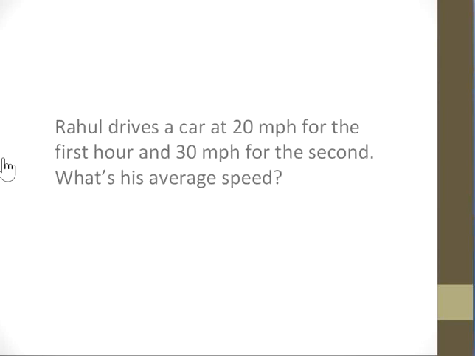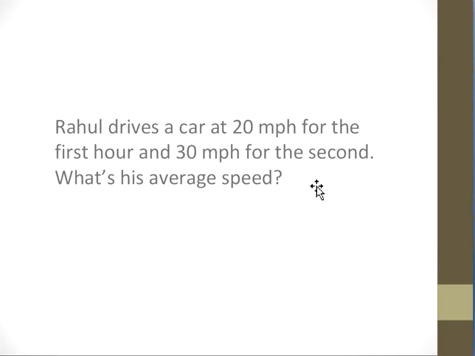Now, take another example. I have already told you that we generally use harmonic mean if questions like speed, rates, and ratios are given. So we generally prefer harmonic mean in such kinds of questions. Rahul drives a car at 20 miles per hour for the first hour and 30 miles per hour for the second. What is his average speed? So you see there is no particular average or name which is given in the question. It says, what is the average?